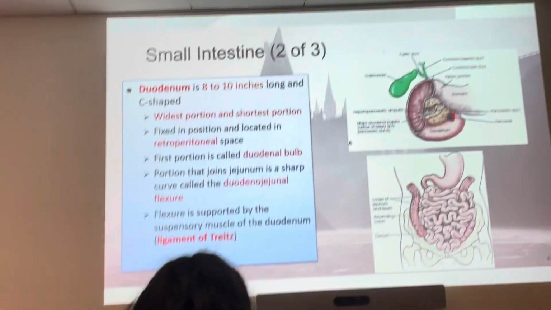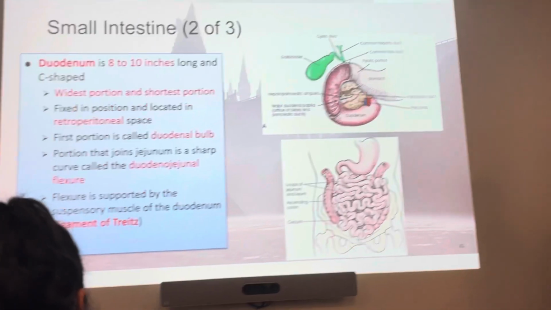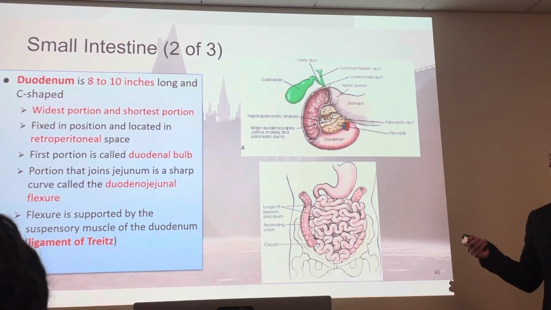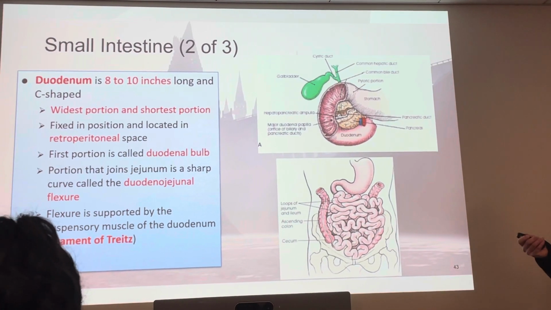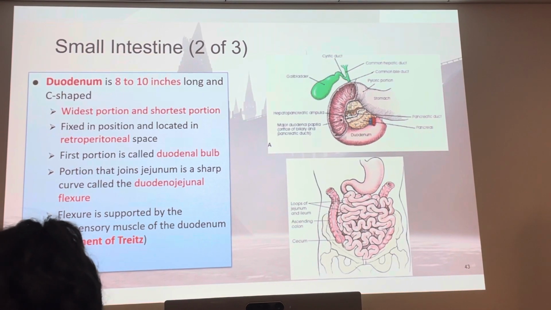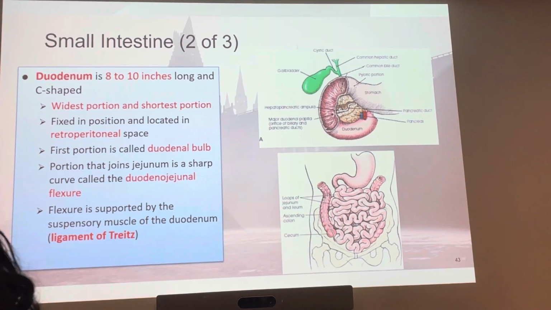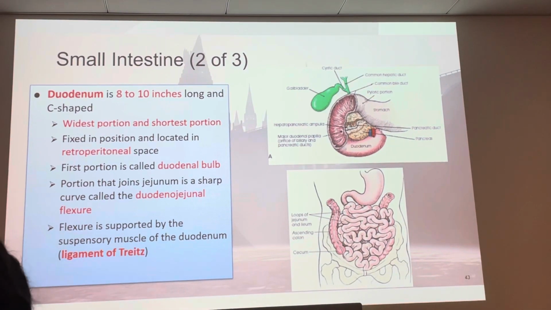That's going to be about 8 to 10 inches long. It is C-shaped. That's why they always call it the C-loop. It's the widest portion and shortest portion. I keep saying that because, man, they love to ask that question on the registry, guys. Widest and shortest portion, that being the duodenum specifically. It's fixed in position and located specifically in the retroperitoneal space.